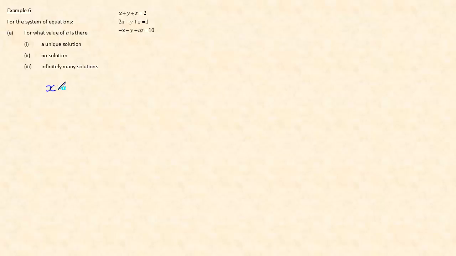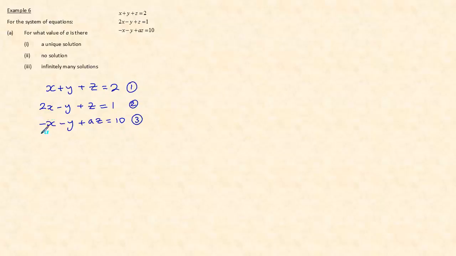So we have x plus y plus z is equal to 2. Then we have 2x minus y plus z is equal to 1. And then negative x take y plus az is equal to 10. So let's call this 1, 2, and 3.